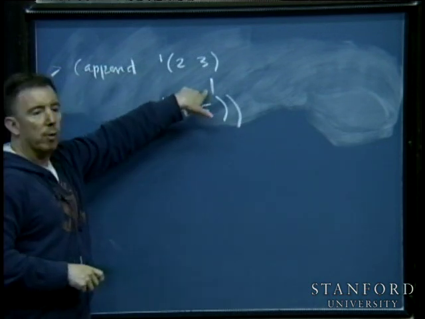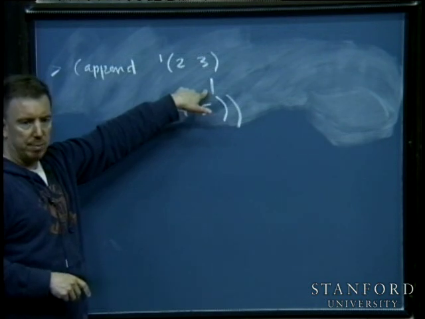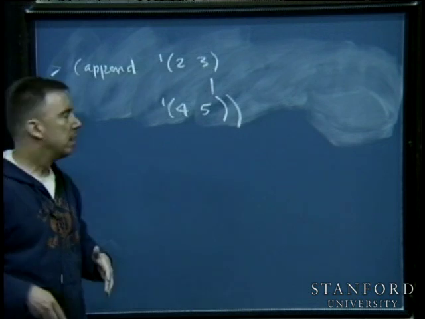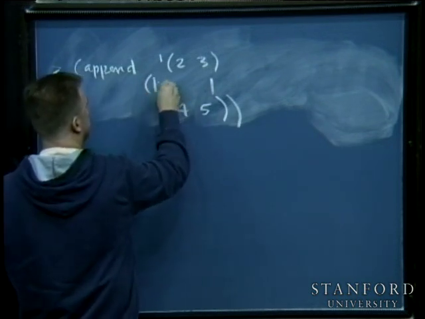Append doesn't like this. It wants to see parentheses around all of its data points. Okay? You can actually create a little list around a piece of data by calling this other built-in.